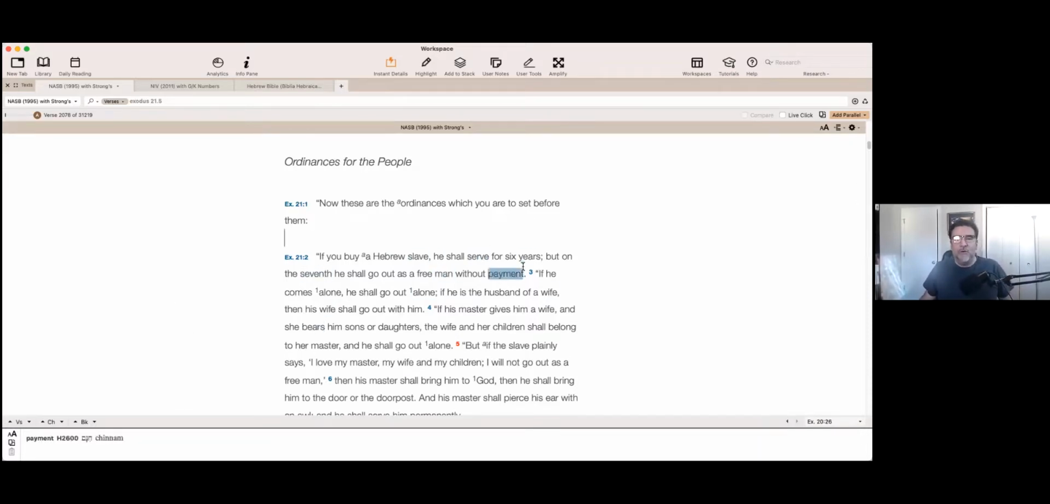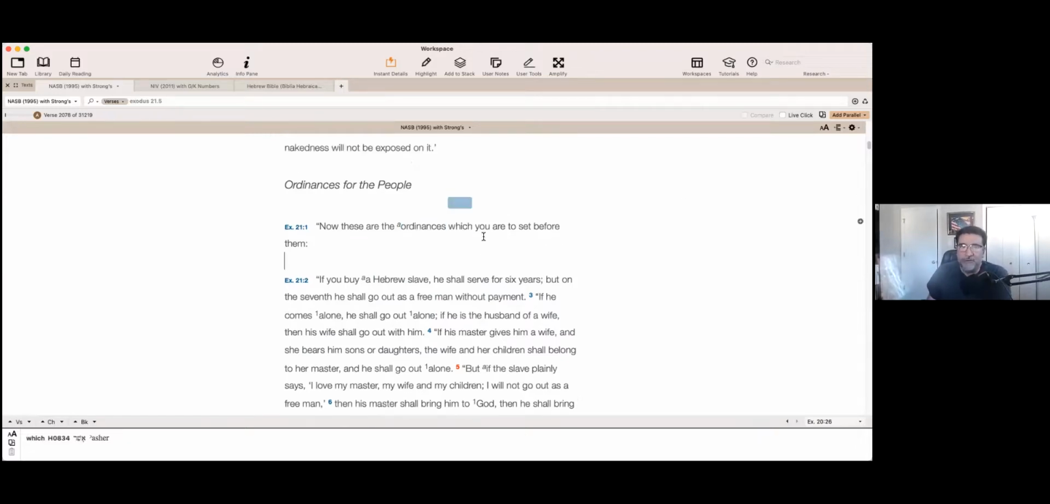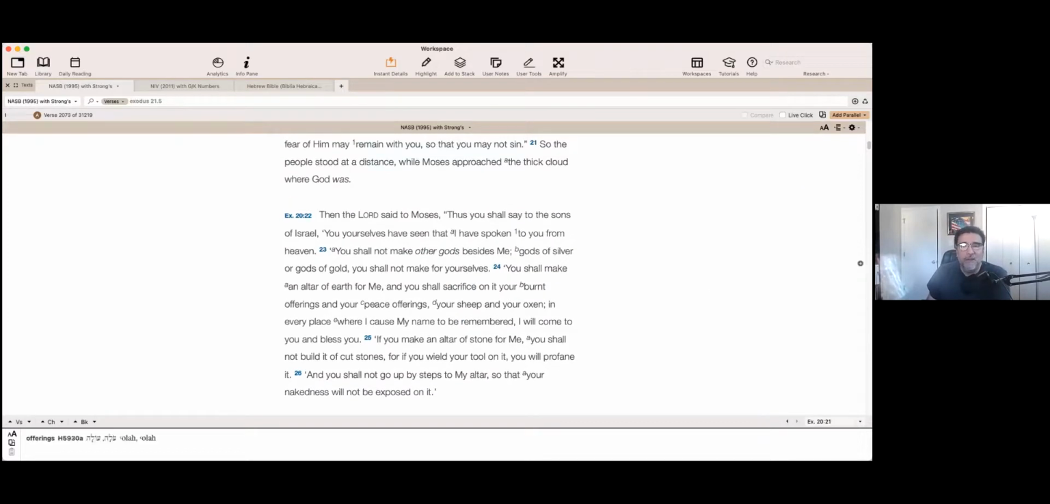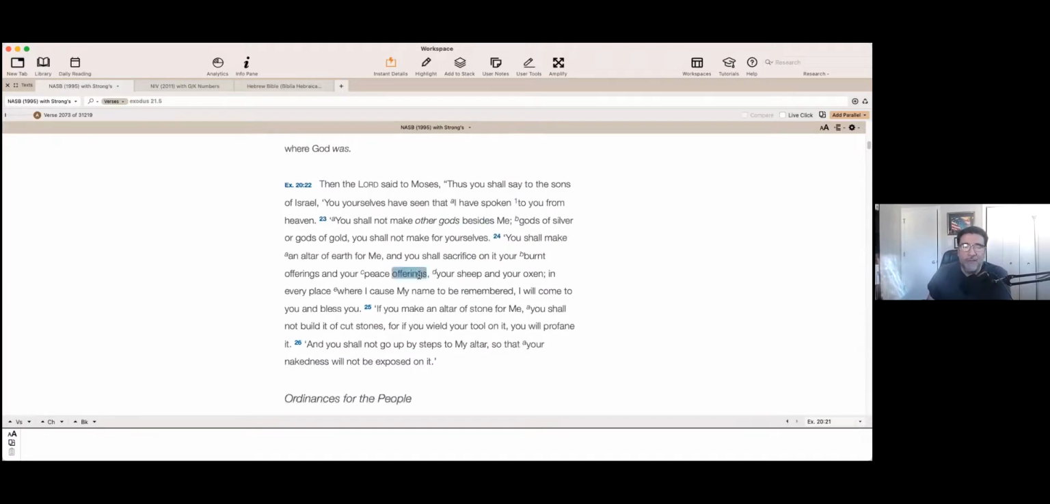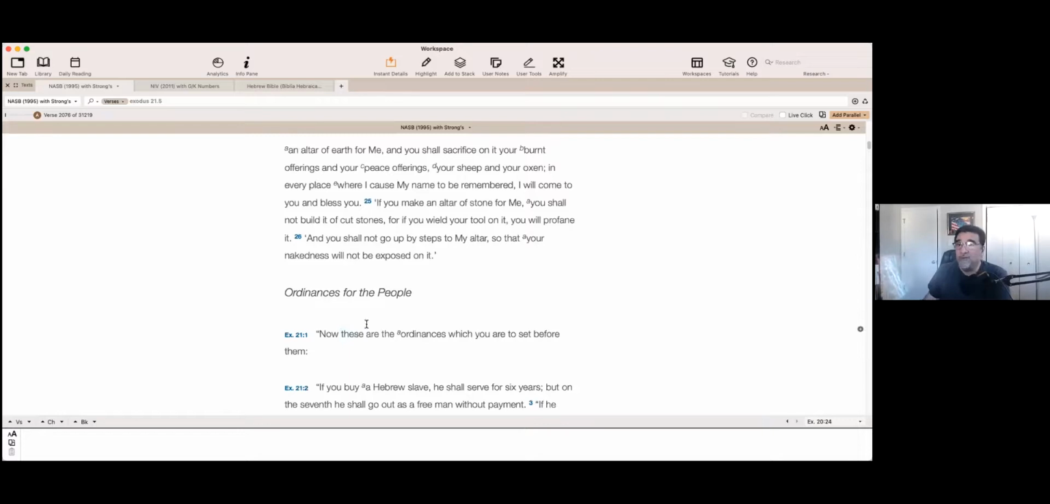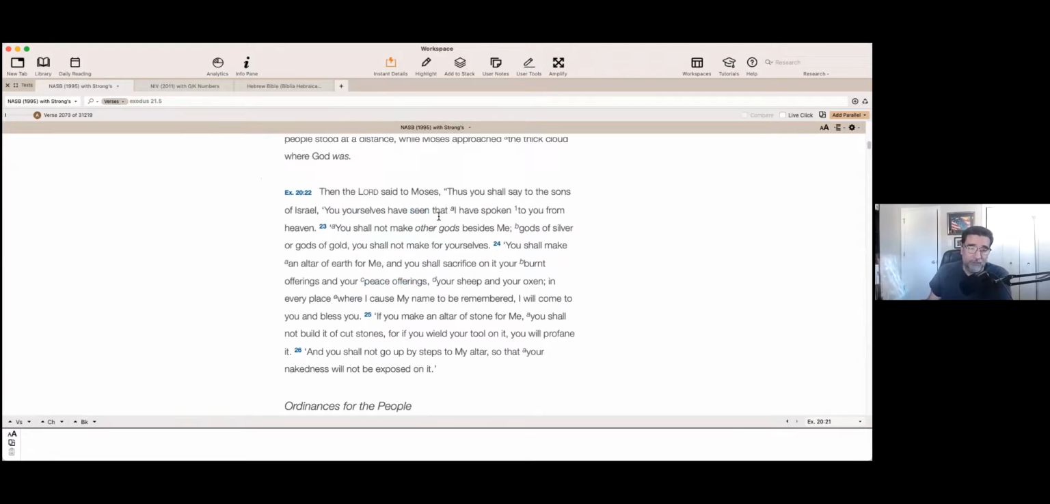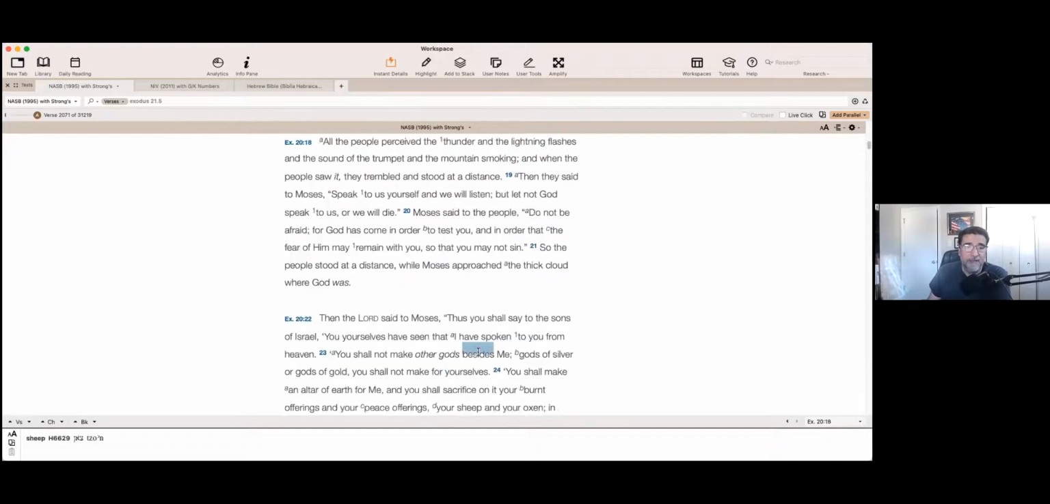Now, these are the ordinances which you are to set before them. So this is Moses who's going to set these ordinances before the people. And by the way, it's important to note that chapter 21, remember, everything you're looking at in its proper context. Chapter 21 is closely following what? Exodus 20. And what is Exodus 20? Well, Exodus 20 is the 10 Commandments, right?